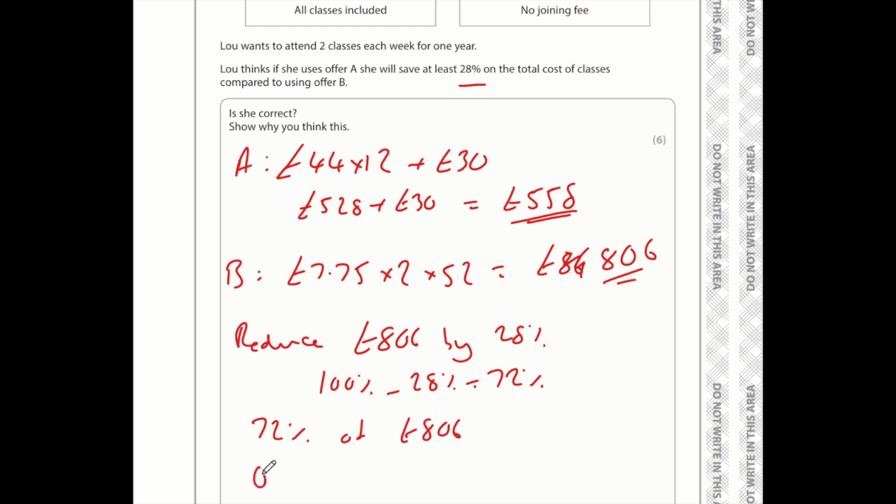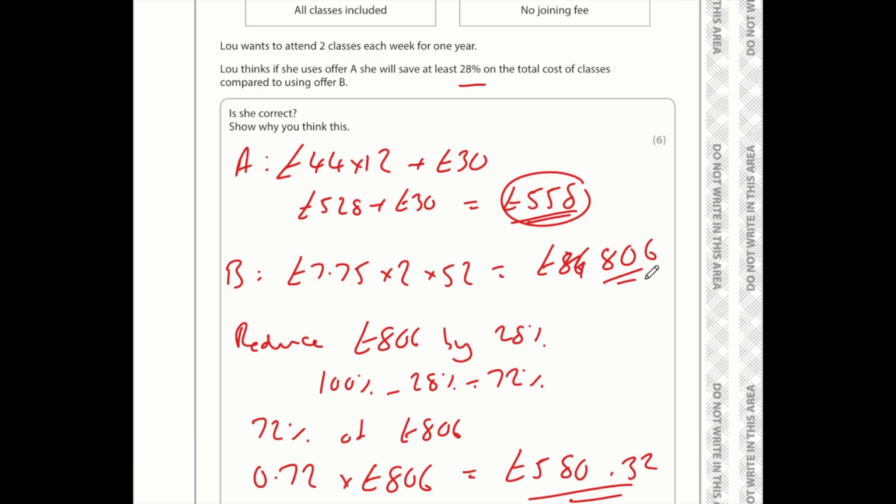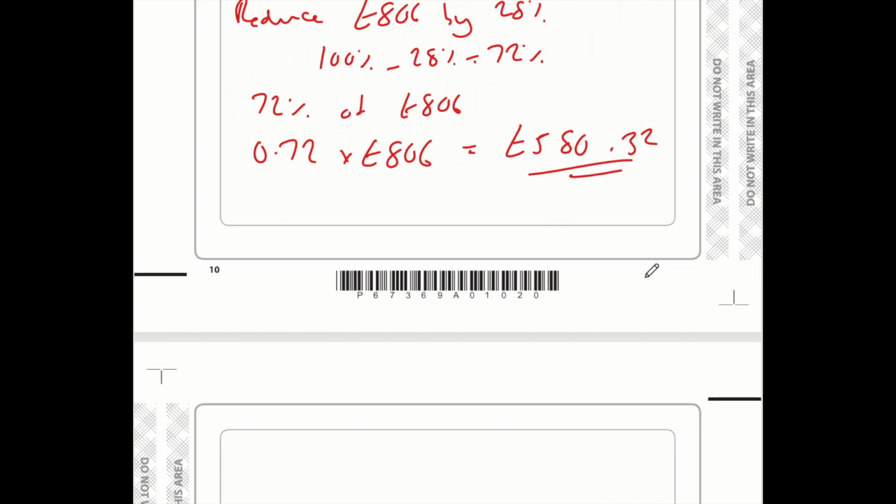That calculation is 0.72. I think I discussed percentage multipliers in an earlier question. 0.72 times 806 comes to £580.32. And that is still more expensive than 558. So this person, Lou, is correct. She will save at least 28%. Okay, we can just write here, Lou is correct.